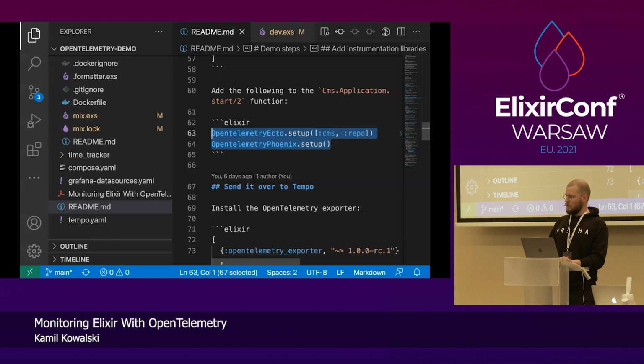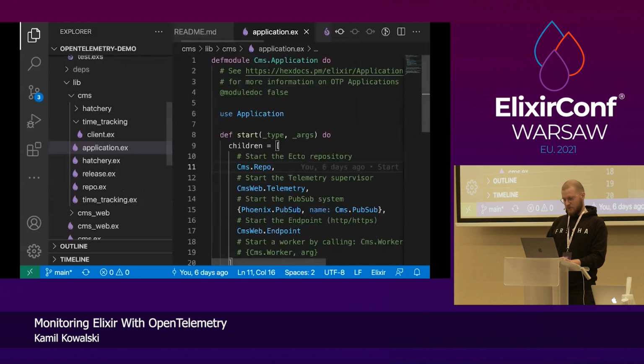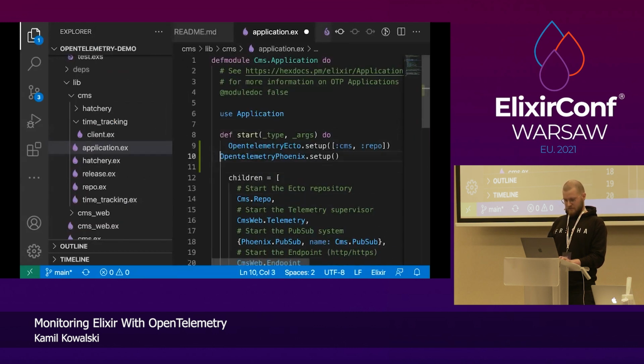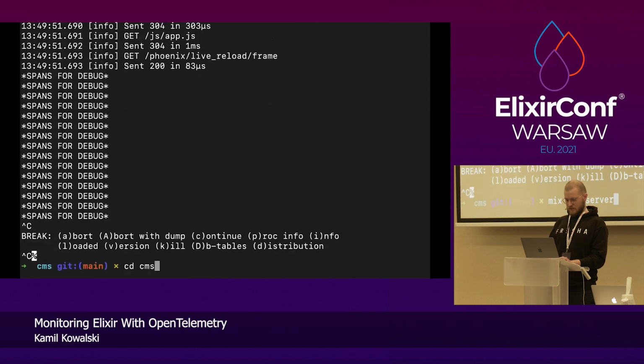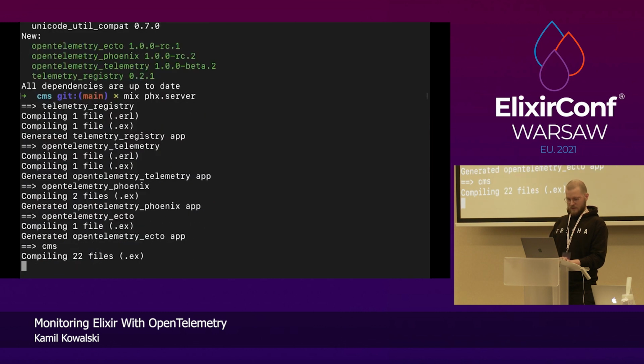They actually use the telemetry system to get information about Ecto queries and Phoenix action calls. So we will set that up in the application module around here. It looks about right. We set up the Ecto one with the telemetry prefix the repo is using, and the other one just setup, and it should start listening to what's happening. So let's kill this and run mix deps.get. Sorry.